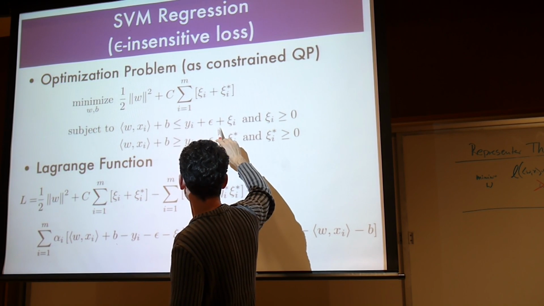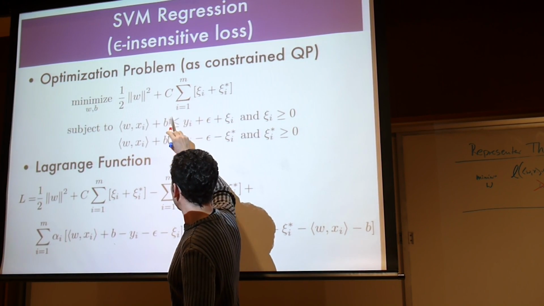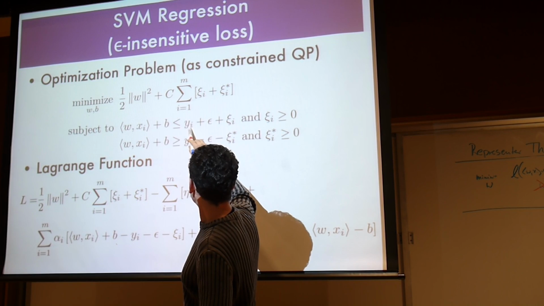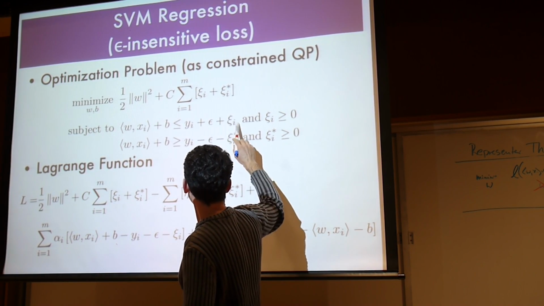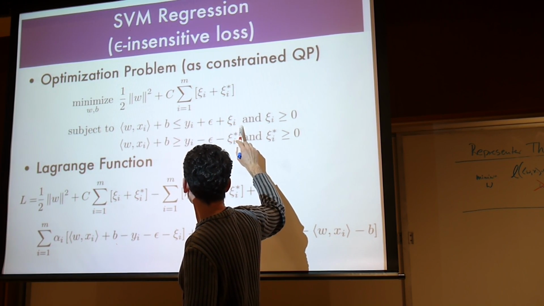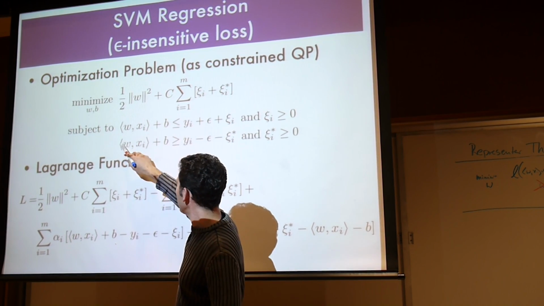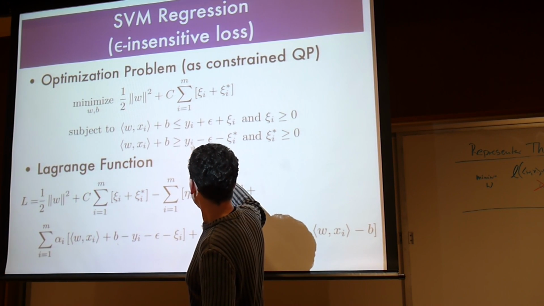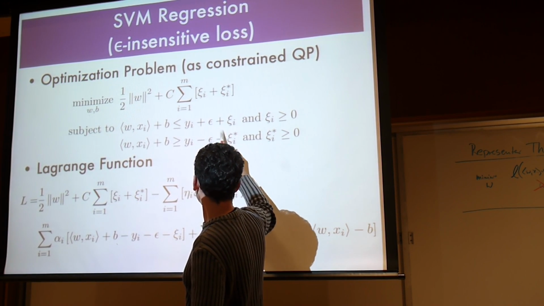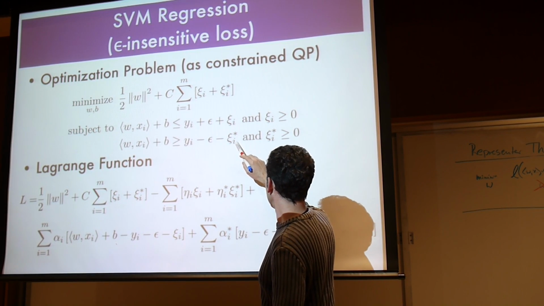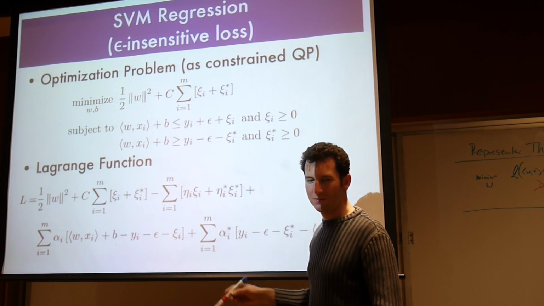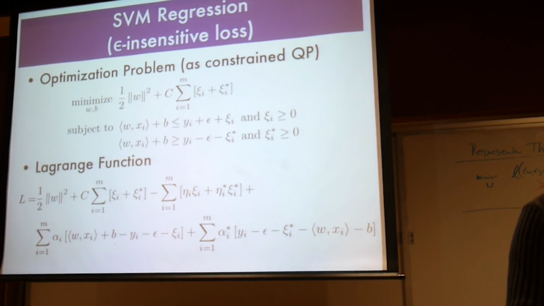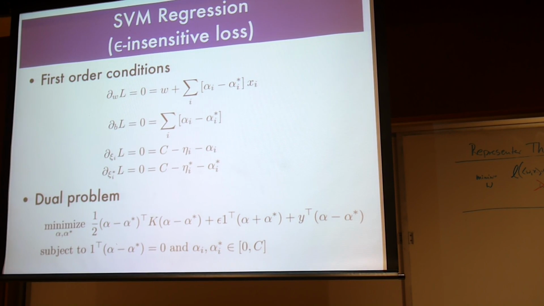And now one of the conditions is that w of xi plus b, so that's my estimate, is less or equal than yi plus epsilon. And if I really can't make it, then I have to pay this slack variable price psi i. And furthermore, that w of xi plus b is greater or equal than yi minus epsilon. And if I can't make it, here's the additional penalty psi star i. And then you crank the handle, and crank it again. And you get this dual problem.